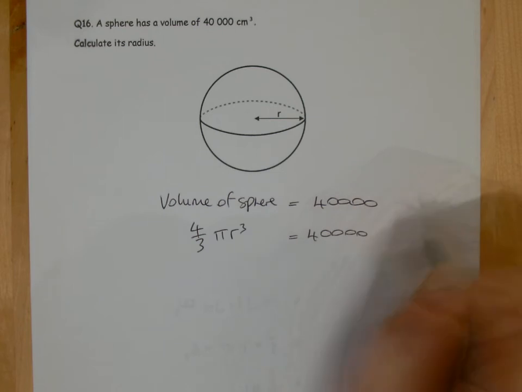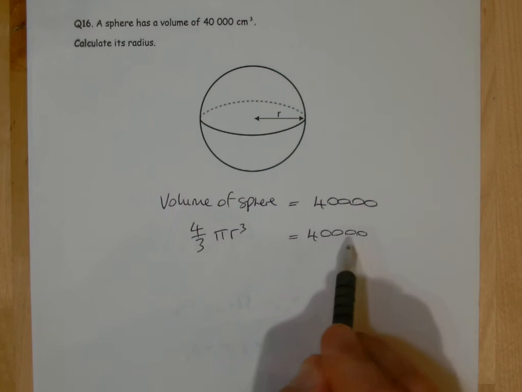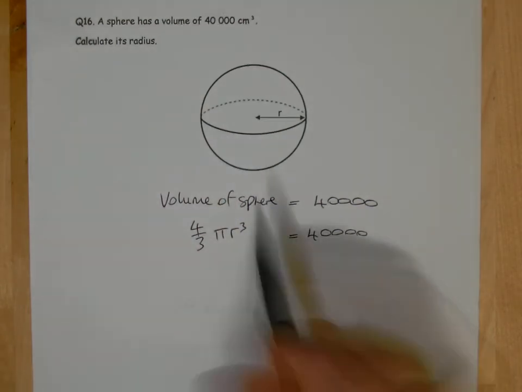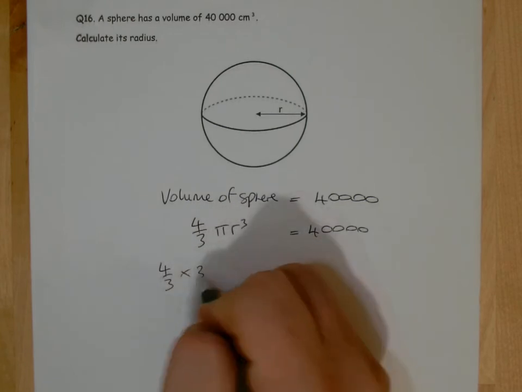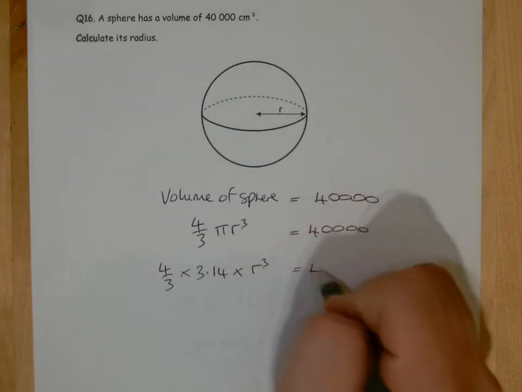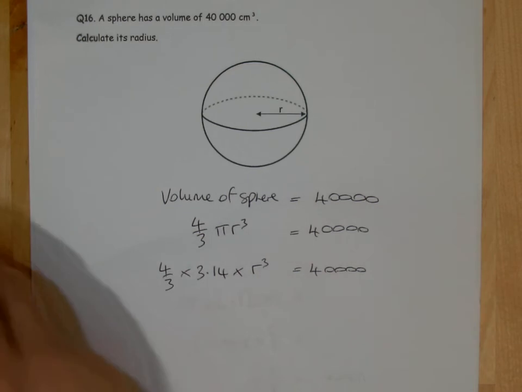So here I've got a situation where, for the formula, I know the answer. I know it's got to be 40,000 because that's the volume of this sphere. What I can do, of course, is change pi to be 3.14 and then times r cubed. So I'll leave the r cubed because I don't know what r is.